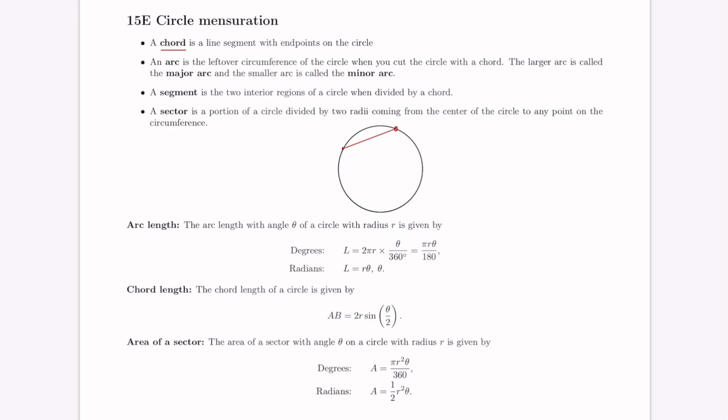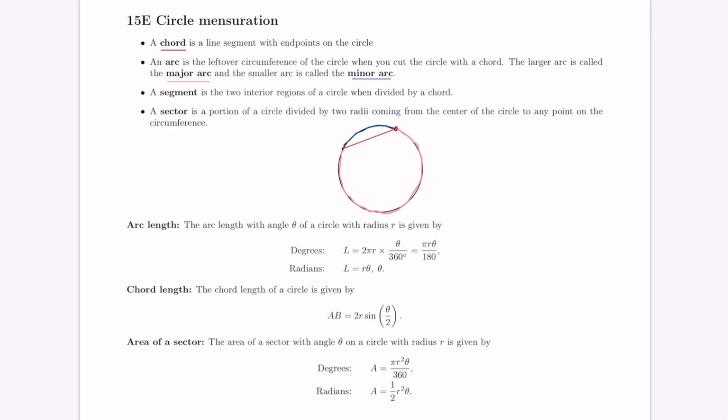If you have a look, with this chord I've now split the circle into two parts. I've split it into this part in blue, and then this part in pink. There's a big part and there's a small part. To be more precise, the blue part is what we call the minor arc, so it's the shorter of the two. And then the pink part is what we call the major arc.